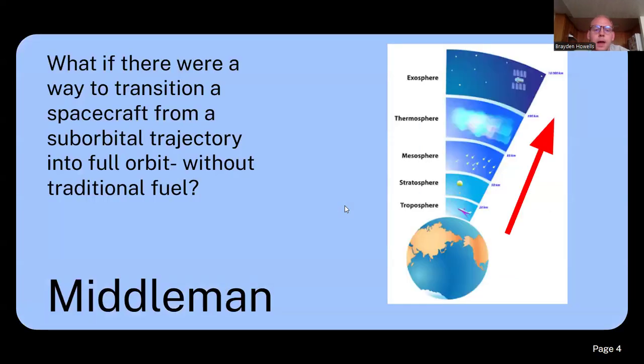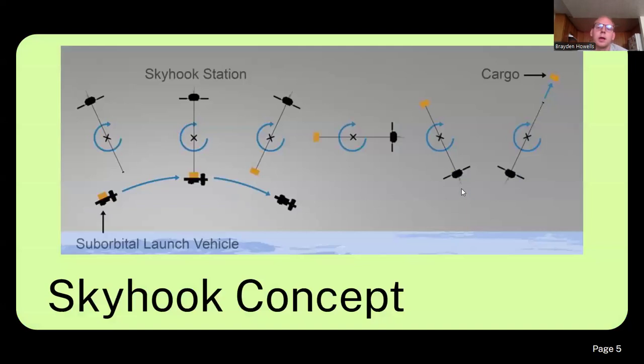Now the question that the Skyhook seeks to answer is the middleman. What if there was a way to get from this suborbital trajectory into full orbit without traditional fuel? And so here we have the idea of the skyhook. So bear with me with the graphic. A skyhook is essentially a long tether that would dip down into low orbit to grab something and spin it around and spit it out in high orbit.